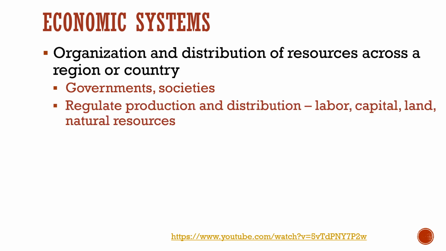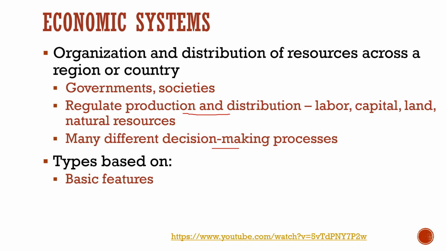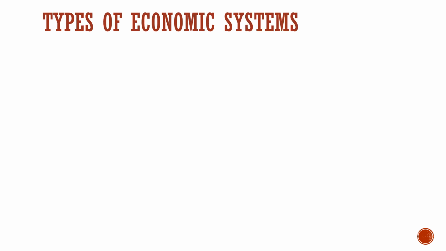So comparing governments and societies. So who is regulating what's being produced and distributed as far as labor laws, who's regulating their natural resources. So there are many different decision-making processes. So who's making those? Is it the companies? Is it the government? Kind of who's in charge of those? So these get based on, again, just basic features as far as supply and demand, also distinguishing characteristics of what makes the systems different, and then the conditions and assumptions.